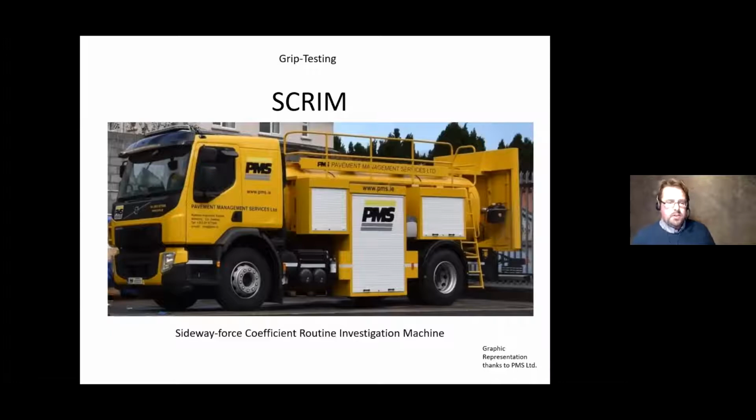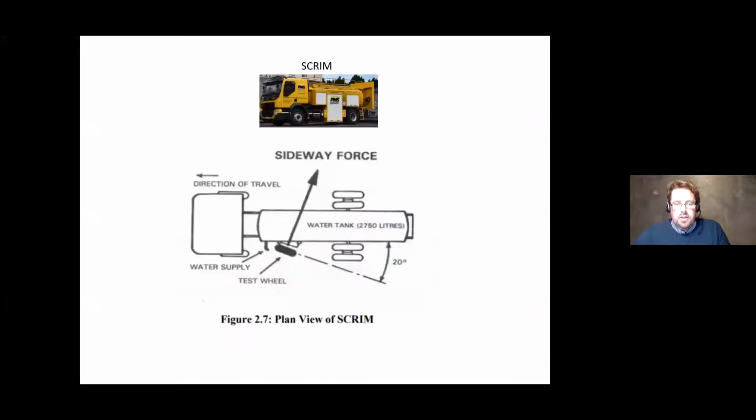So this is the SCRIM, the sideways force coefficient routine investigation machine. This is the machine that's currently in use on the Irish networks. It's operated by PMS Limited. So this will travel every national route in the country annually, and do quite a number of the non-nationals as well. As part of the PAM system, each carriageway lane is done in alternating years. And what it's doing is traveling along at a constant speed of 80 kilometers an hour.